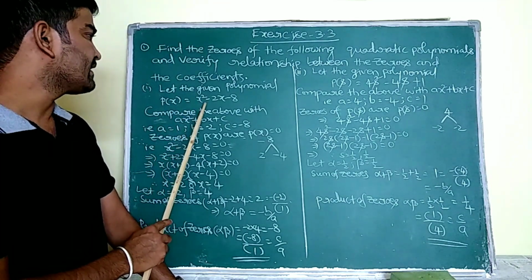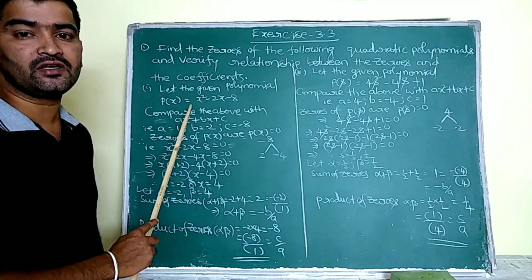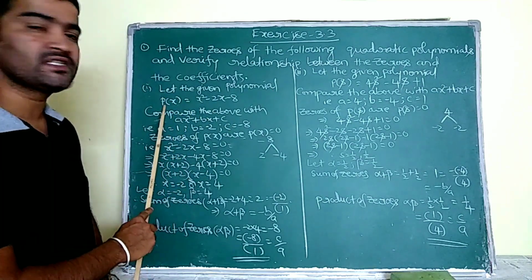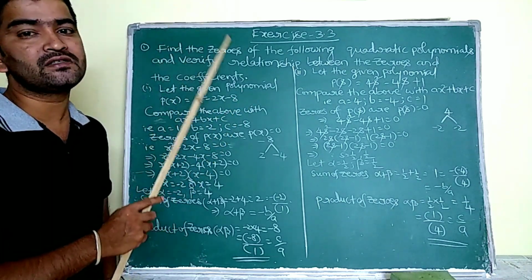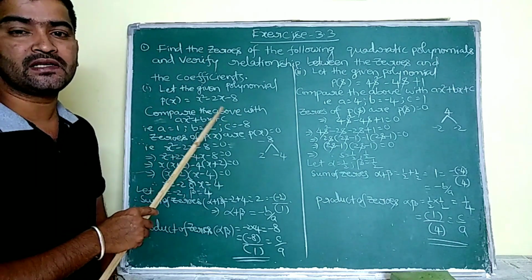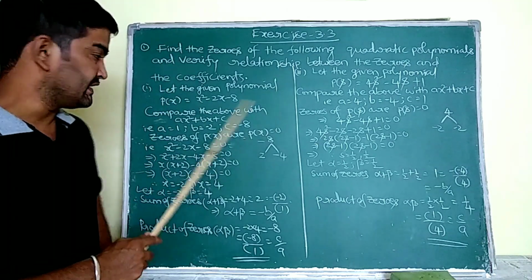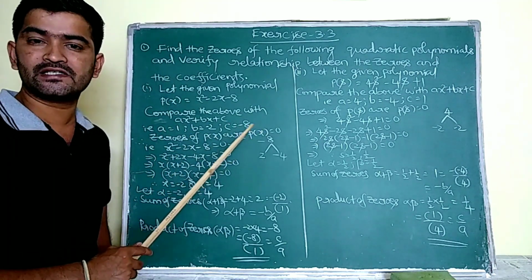For that, the first question here is p(x) is equal to x² - 2x - 8. We are assuming it as p(x), nothing is given. So let the given polynomial be p(x) = x² - 2x - 8. As we discussed such type of problems earlier, we just have to compare this with ax² + bx + c to write its coefficients. So here a is equal to 1, b is equal to -2 and c is equal to -8.